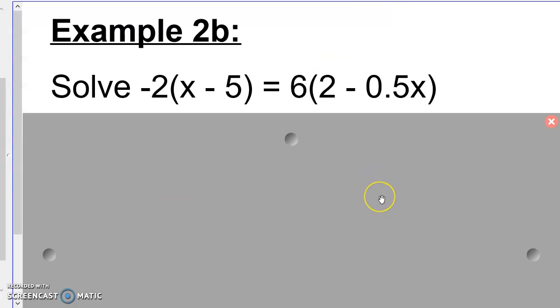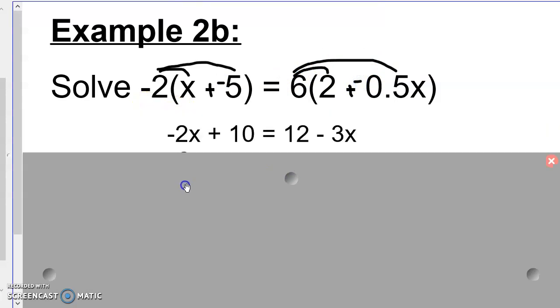Next up, a little bit more of a complex problem. First thing I have to do on both sides is I have to use the distributive property. So I'm going to distribute in here, but I'm going to remember that this becomes add the opposite. And I'm going to distribute in here and remembering that this becomes add the opposite. So negative 2 times x would be negative 2x. Negative 2 times negative 5 would be 10. Over here, I just decided to keep the minus sign here because 6 times 2 is 12, and 6 times a half would just be 3x, and I just kept the minus sign there.